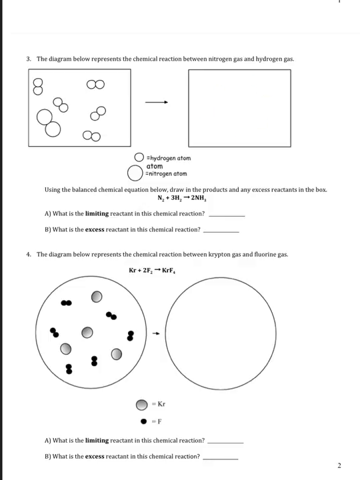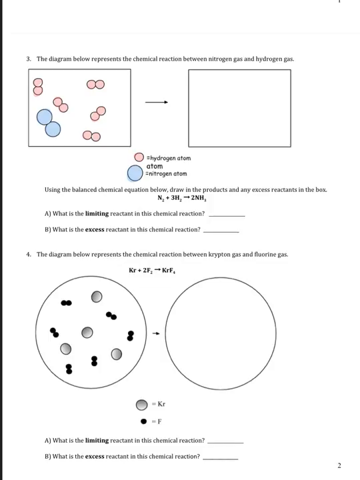Now, to make this a little bit easier to understand, I'm going to go ahead and color code everything. So it looks like with the key here, the small atom is hydrogen, and the large atom is nitrogen. So I'm going to make the small atom, so the hydrogen atom, red. And I'm going to make the large atom, the nitrogen atom, blue. So we've got some diatomic molecules here.